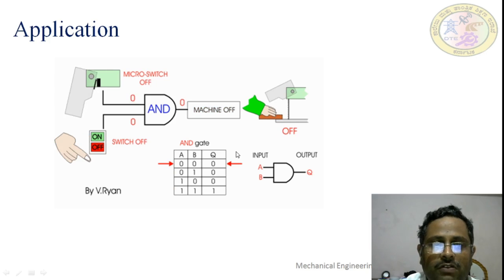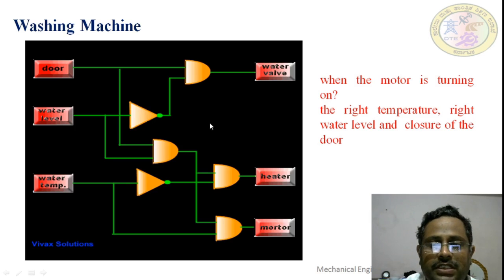One more example is the washing machine. When does the motor have to be turned on? When the door is closed, water level is correct, and water temperature is correct, then only the motor will be on. You observe here, when all these three inputs turn green, then only the motor color is also green, otherwise it remains red. You observe, when the motor is turning on, the temperature, water level and closure of the door are correct, otherwise the motor is switched off. You see everything, see here. This is one application.